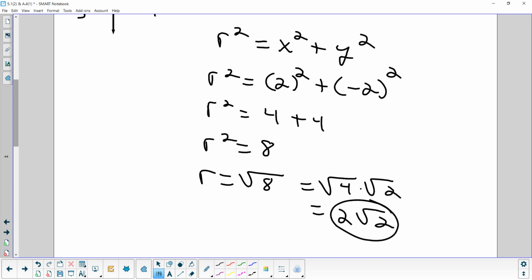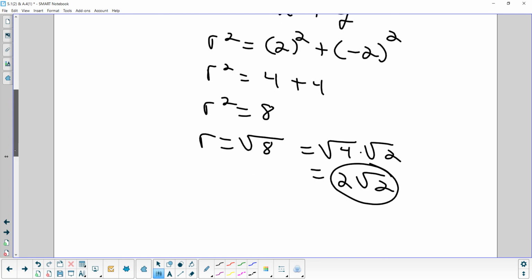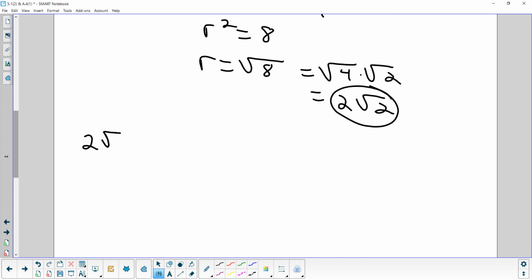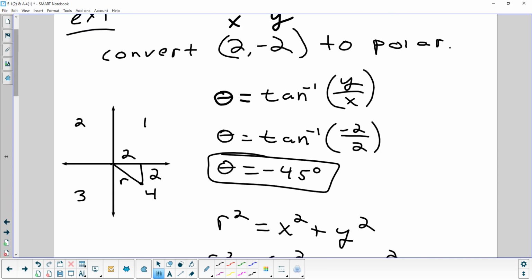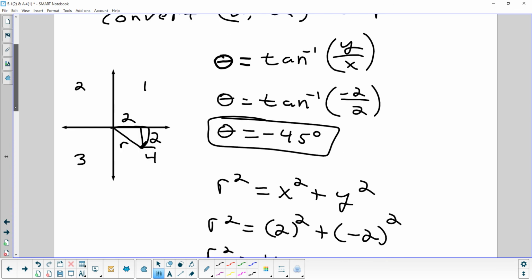All right, let's just write our coordinate now. So we've got r and we've got theta. So 2 square roots of 2, negative 45 degrees. So doing it that way, you're going to the right, and then you're going clockwise. So it's like you're going right, and then rotating clockwise.